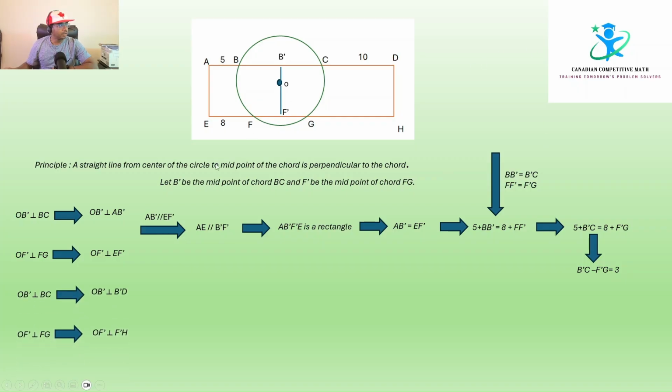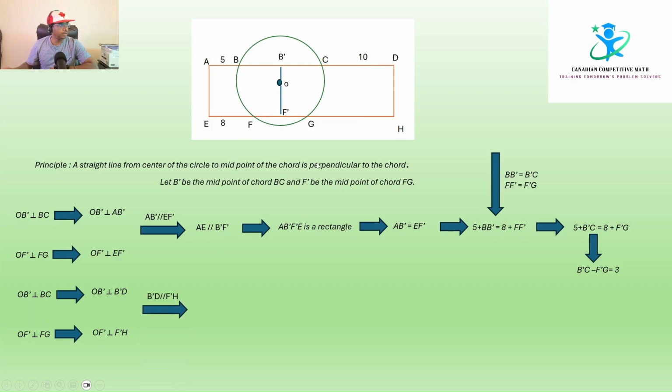Okay, we'll take the other part of this. Till now we looked at the left side of this problem. Now we are going to look at the right side. OB' is perpendicular to BC and OF' is perpendicular to FG. We already know that. We started with the same principle. OB' is perpendicular to B'D, and OF' is perpendicular to F'H.